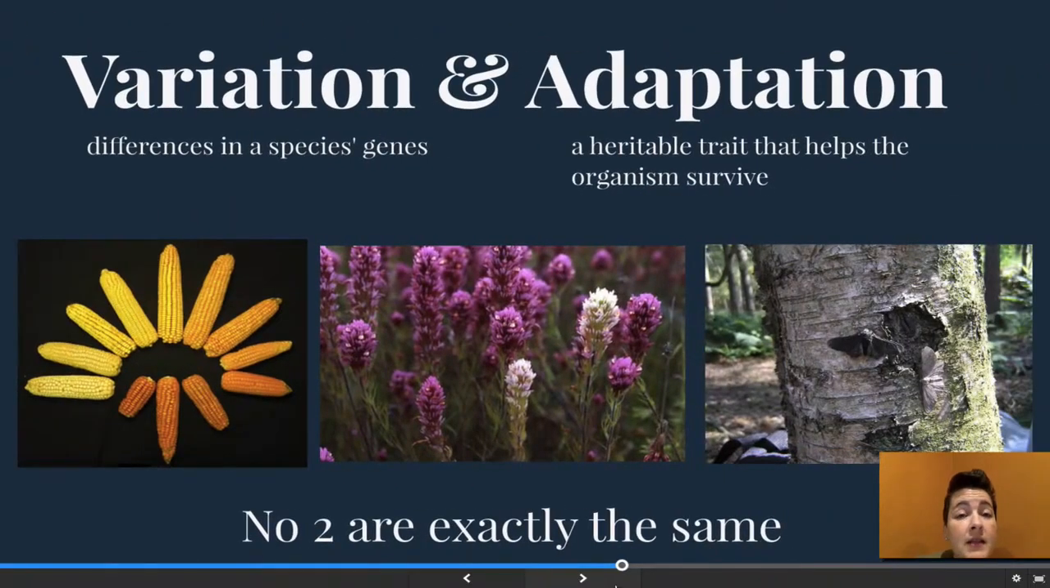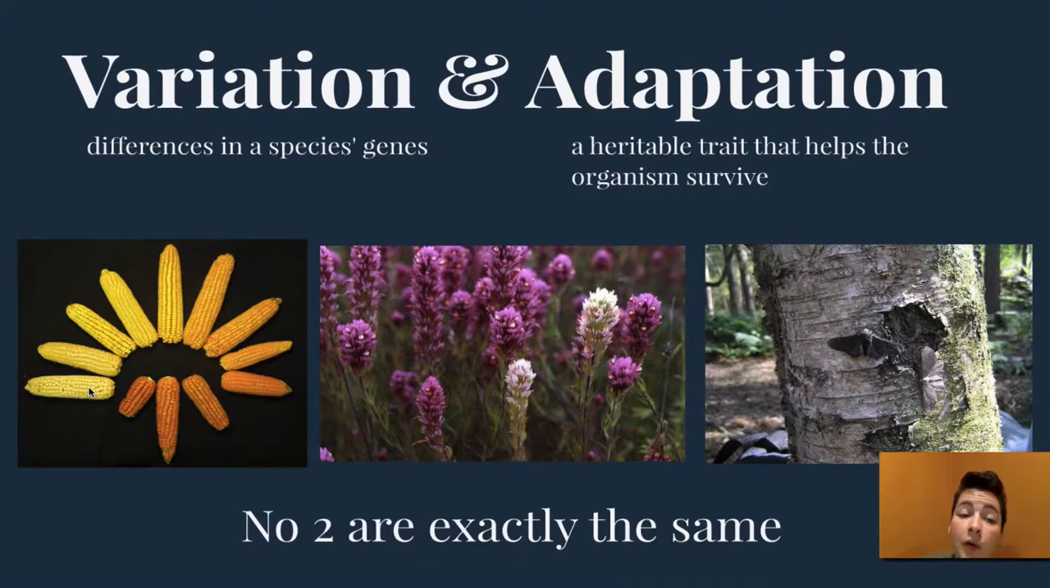Variation is a difference in a species' genes. If we take a look at variation in humans, it's very easy to see the variances between you and I. But you might not think corn has much variation. Corn looks like corn, but each plant is individual. This corn here is all from one species. We have very yellow or white corn all the way to a very golden corn, and a variety of different cob sizes. The middle flower here, we have a variety of shades of purple.